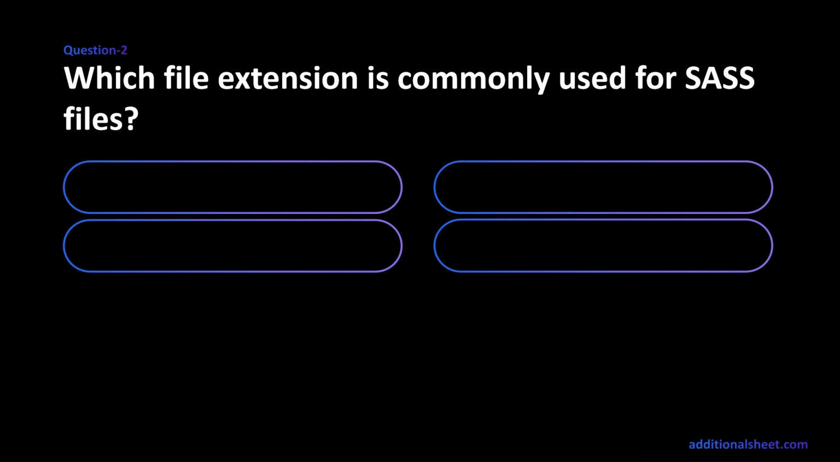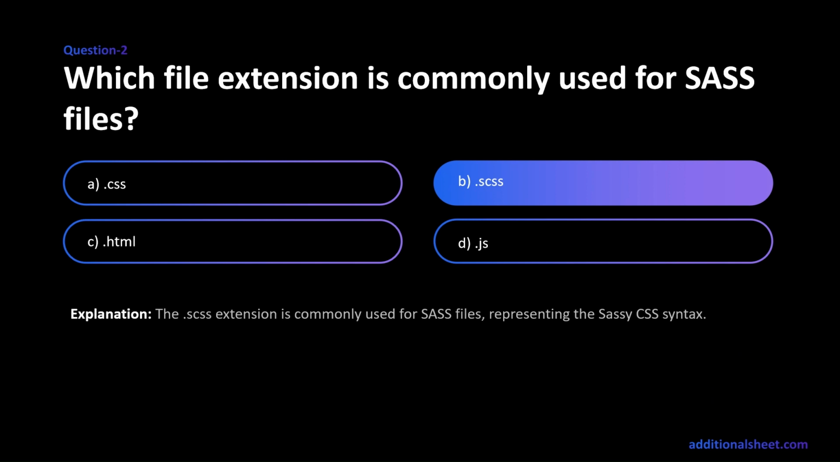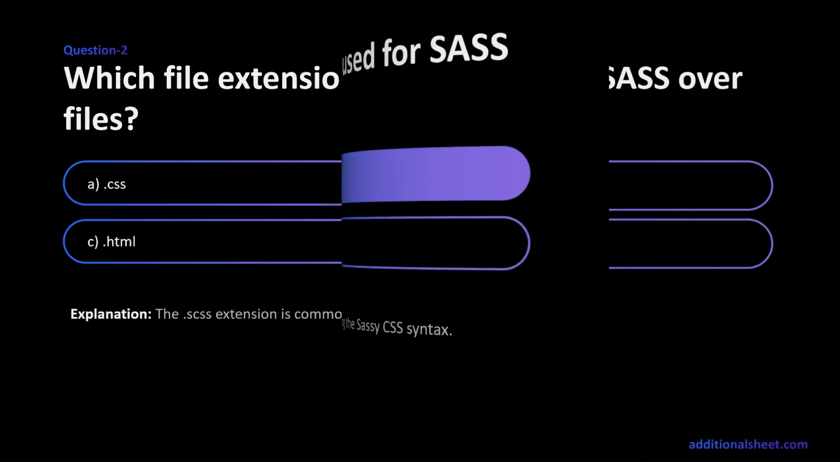Q2. Which file extension is commonly used for SASS files? Options are A. .css, B. .scss, C. .html, and D. .js. Correct answer is option B. The .scss extension is commonly used for SASS files, representing the SASS CSS syntax.